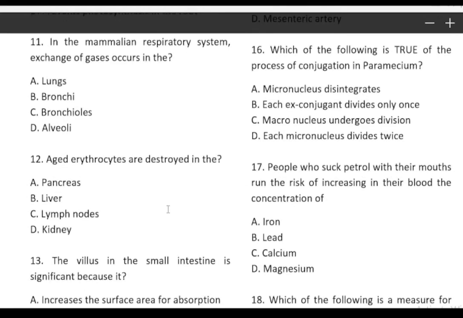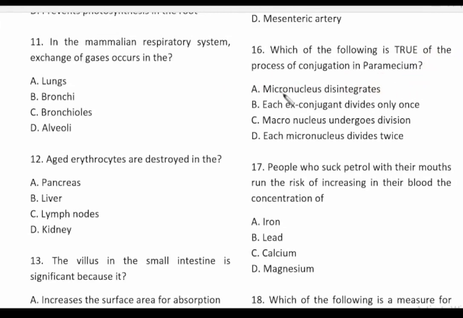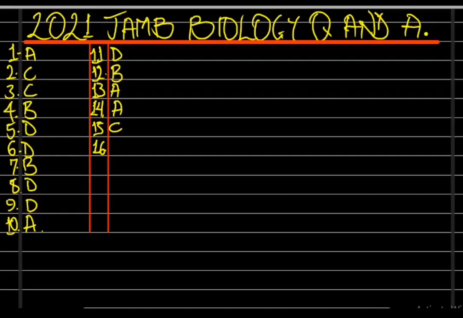And then 16 there says, which of the following is true of the process of conjugation in paramecium? A. macronucleus disintegrates. B. each conjugant divides only once. C. macronucleus undergoes division. And D. each macronucleus divides twice. When we look at this question, it's talking about reproduction. And what type of reproduction? It is talking about sexual reproduction. When we talk about reproduction, this is what we'll be having.